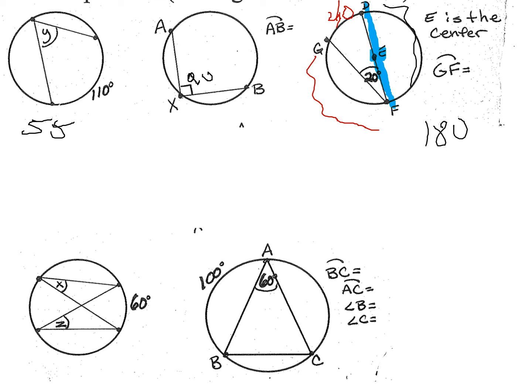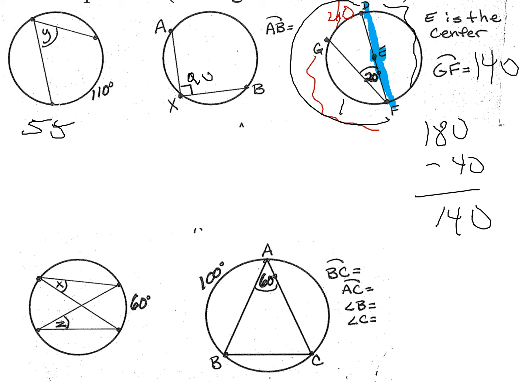Forget about all this back here. We don't need that. We need this half to make 180. We already got 40. When you subtract it, you get 140 for GF. It'll be 140 for that arc.